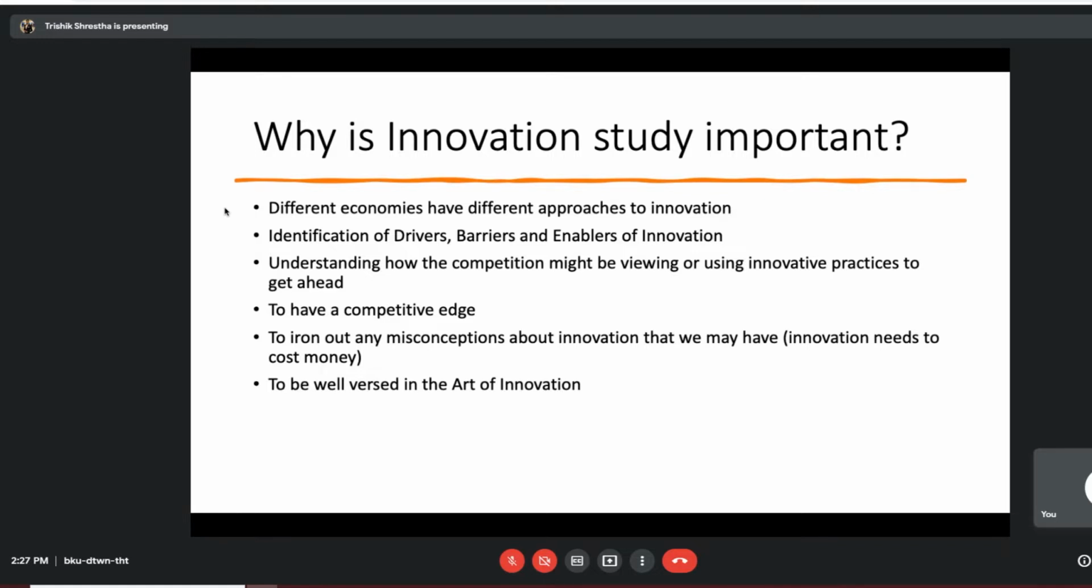Right? So the third one is understanding how the competition might be viewing or using innovative practices to get ahead. Now this is where we start to get a bit competitive. People say that innovating is costly or expensive, right? But I would say that not innovating is even costlier. Why? Because while we are not innovating, we are staying in a stationary position while our competitors are out there innovating, doing new things, doing things better, and we are in the same position.